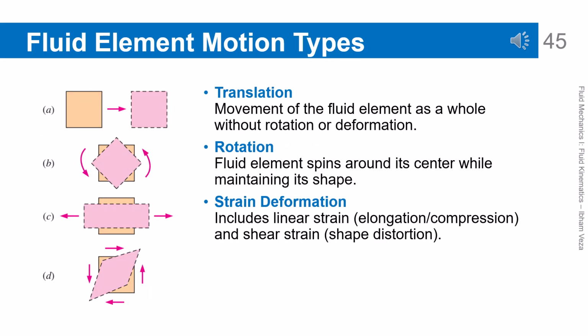Fluid element motion types. The motion of a fluid element can be decomposed into translation, rotation, and deformation. Translation means the element moves without changing its shape or orientation. Rotation means the element spins like a rigid body. Deformation includes shape changes due to stretching and shear. This decomposition helps analyze fluid motion in a systematic way.